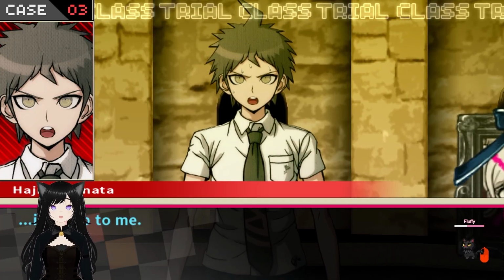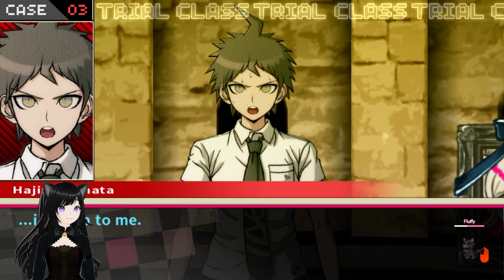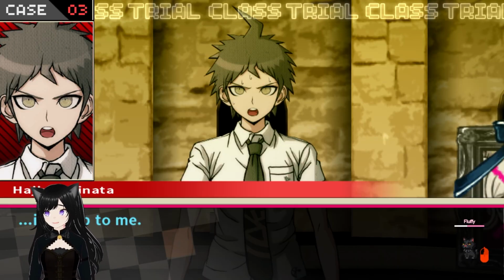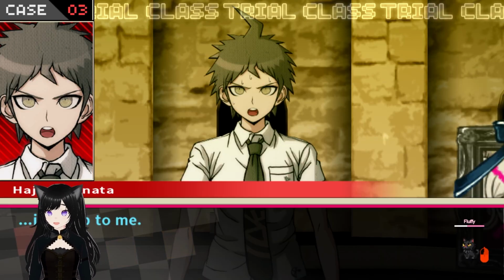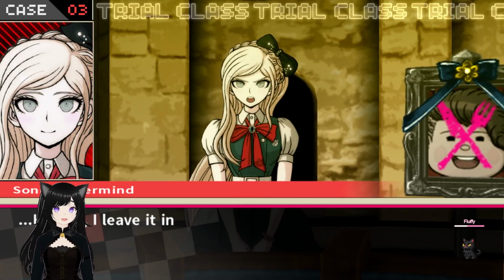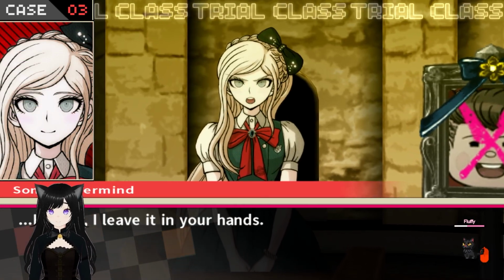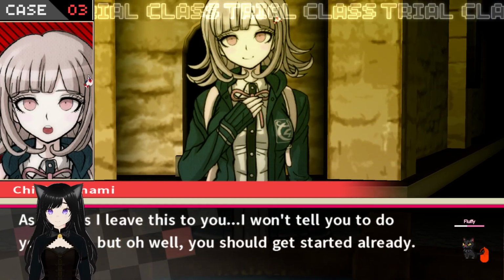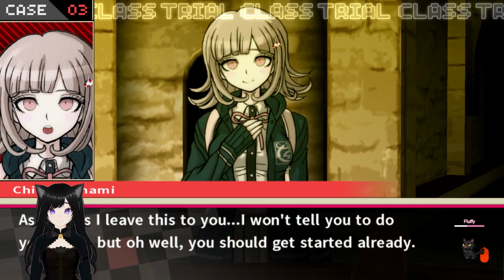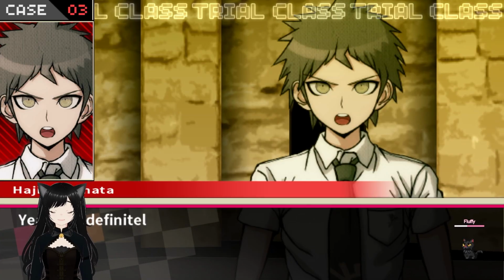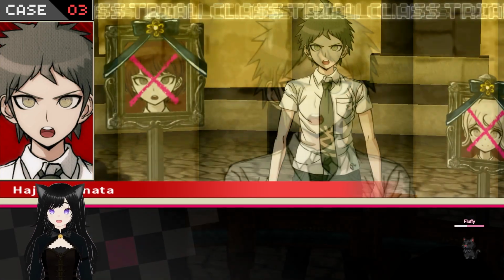So the things that were weird about it were, well, first off, it was a hooded figure. And second off, the candle went out before the actual hanging occurred. So there could have been some stage magic trickery that went on there. I leave it in your hands. Oh boy. As long as I leave this to you, I won't tell you to do your best, but oh well. You should get started already. Yeah, I'll definitely try.